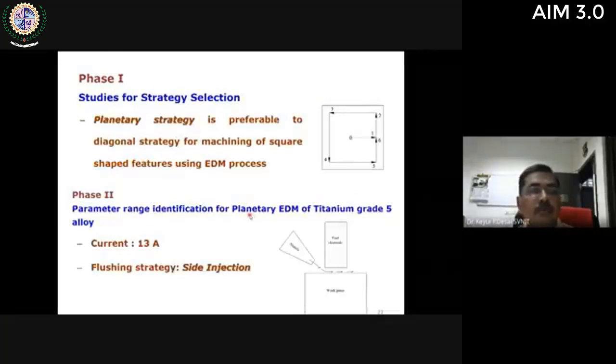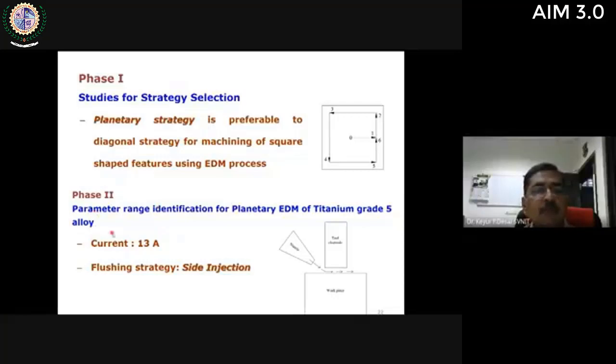In the experiments carried out in phase 1, studied for selection of the proper strategy, whether we should go for planetary or diagonal, the planetary strategy is preferable to diagonal strategies for machining of square-shaped features using the EDM process. That was the outcome of the experimentation. I'm not discussing the results, I'm just discussing the outcome of the entire work.